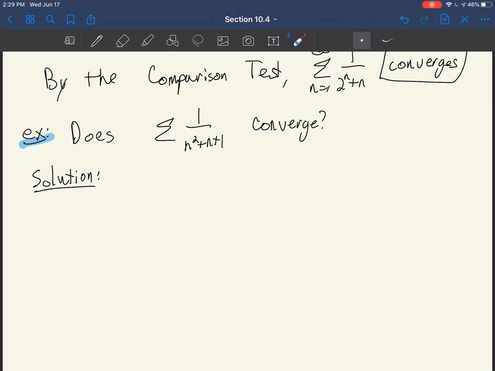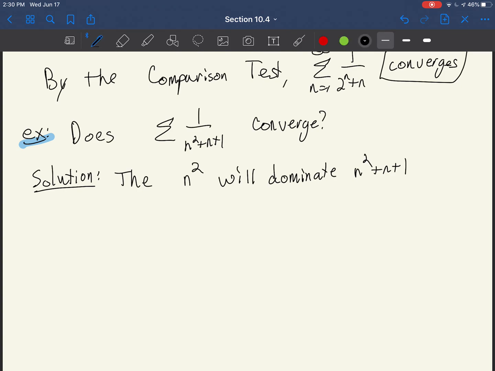So looking at this, the first thing you do, this isn't a known series. So you use the nth term test for divergence. The limit of 1 over n squared plus n plus 1 will be 0, so the test is inconclusive, so we move on. We're going to do the comparison test. We ask ourselves, what will dominate? And here, the n squared will dominate n squared plus n plus 1. So we want to compare to n squared. And really, we want to compare to 1 over n squared.